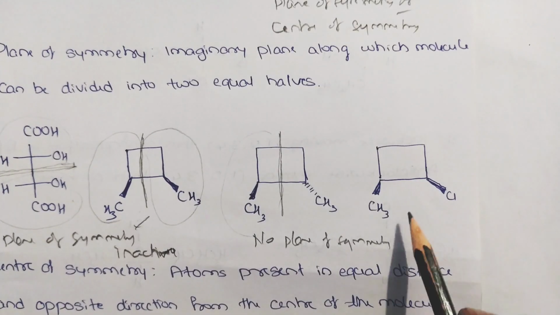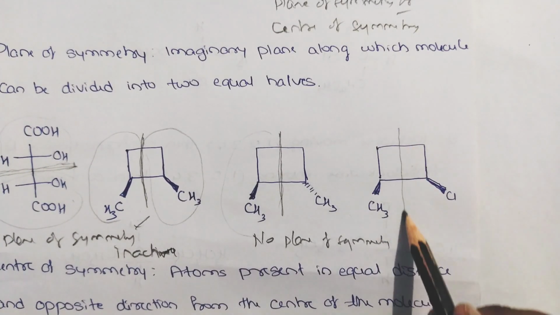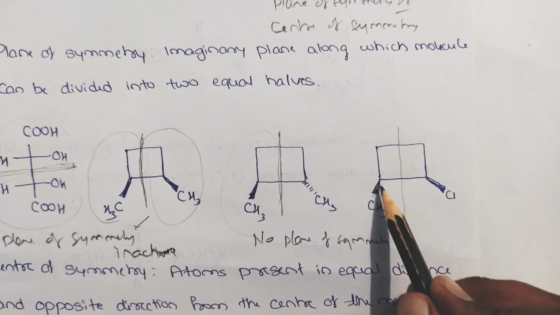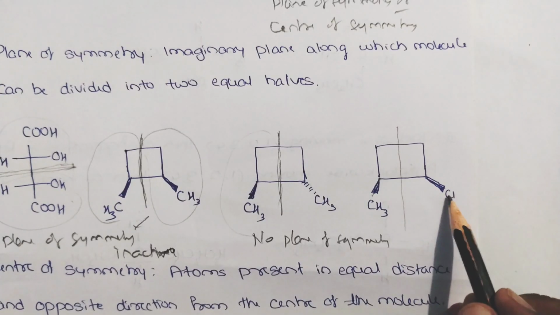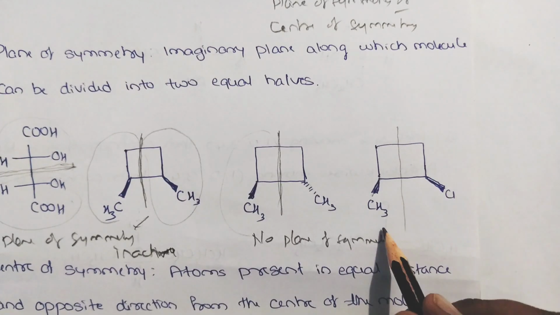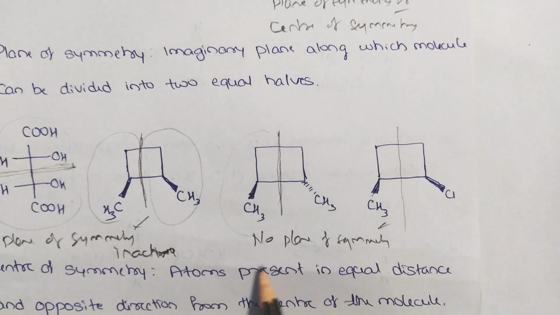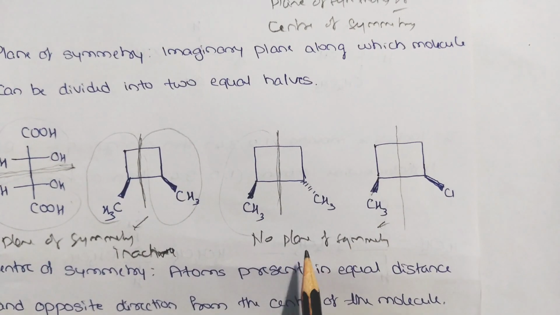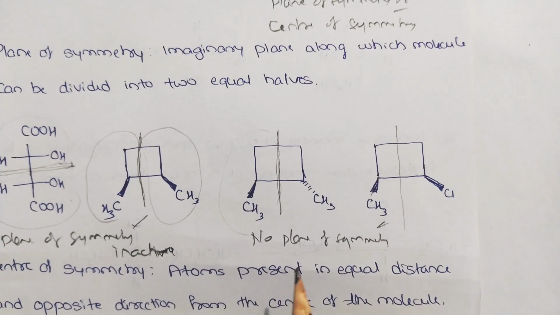Okay, and here also you can imagine the plane. To this carbon CH3 is attached, here Cl is attached, so it is not having any plane of symmetry. Both these compounds are not having any plane of symmetry, hence these are optically active. This is about the plane of symmetry.